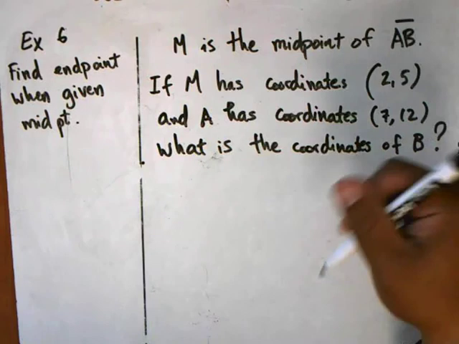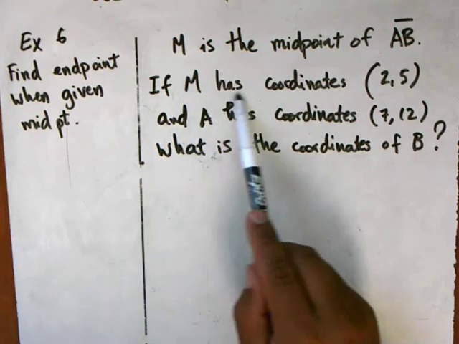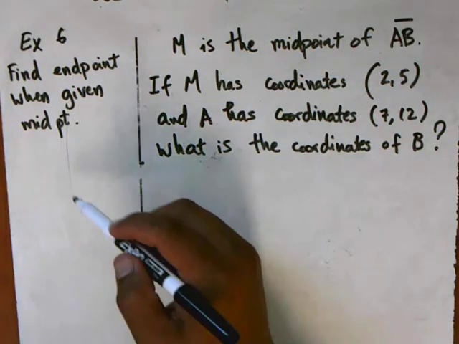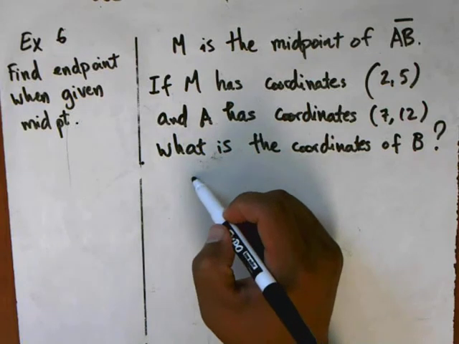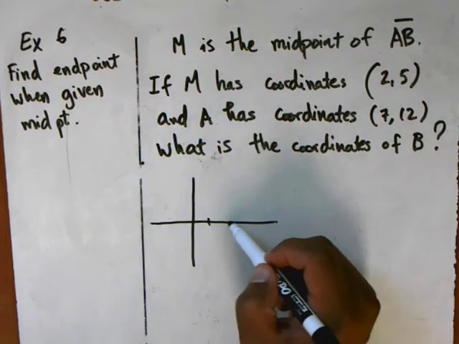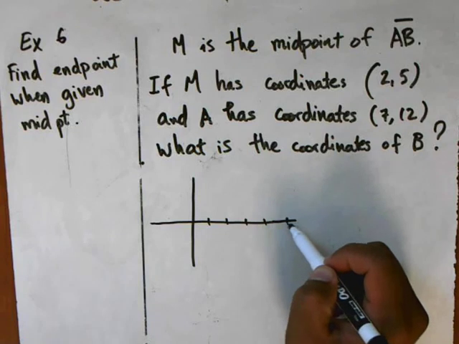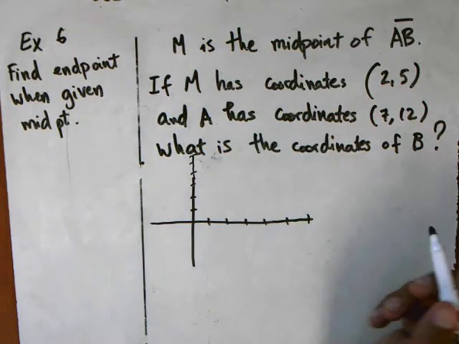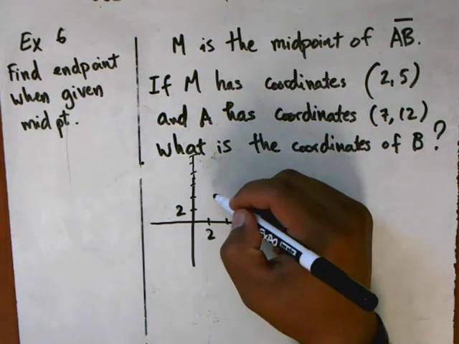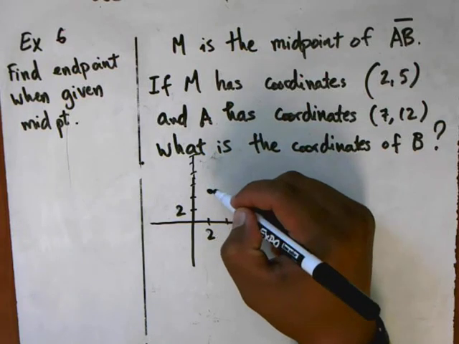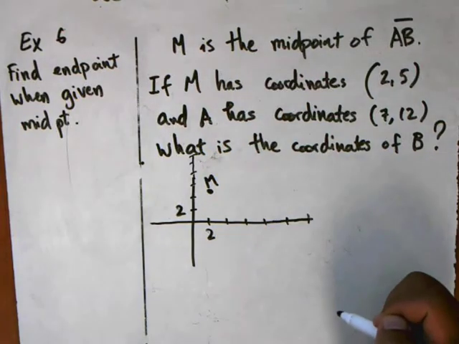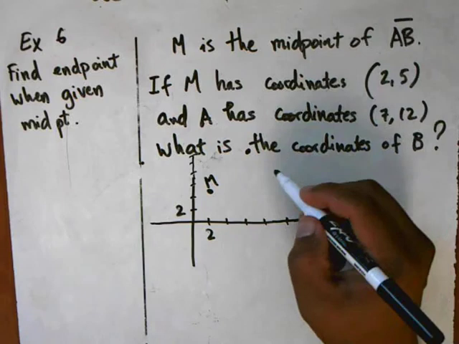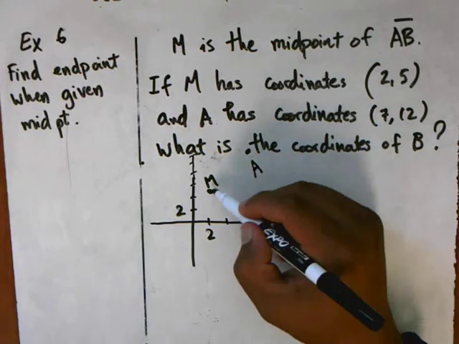Okay, so this is a little bit different than the other examples because we know where the midpoint is, we know one of the endpoints, and we're asked to find the other endpoint. So like in many cases, I'll draw pictures. 2, 4, 6, 8, 10, 12, 2, 4, 6, 8, 10, 12. So (2, 5) is right here, and this is M. So this is the midpoint right here. (7, 12) is way up here, and that's the coordinate of point A, so that's up here.